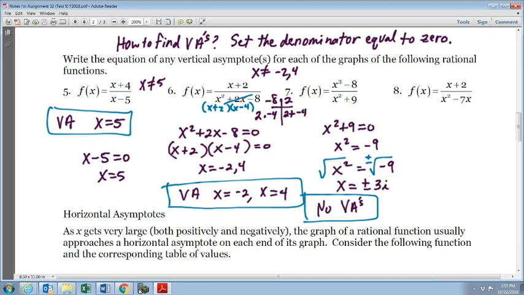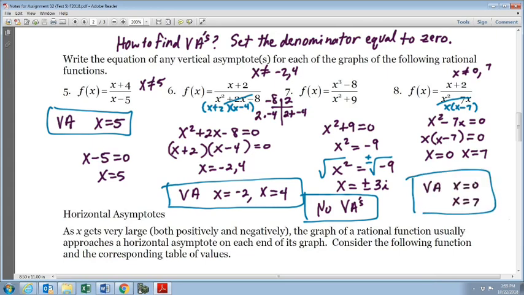All right. On number 8, let's see, we need to know when x squared minus 7x is going to be 0. Here we have a GCF of x, so let's factor. And so x equals 0 and x equals 7 are the two solutions here. And so those are your restricted values. And again, I can write that denominator in factored form. So 0 and 7 are restricted values, and that's also where we're going to have our vertical asymptotes.